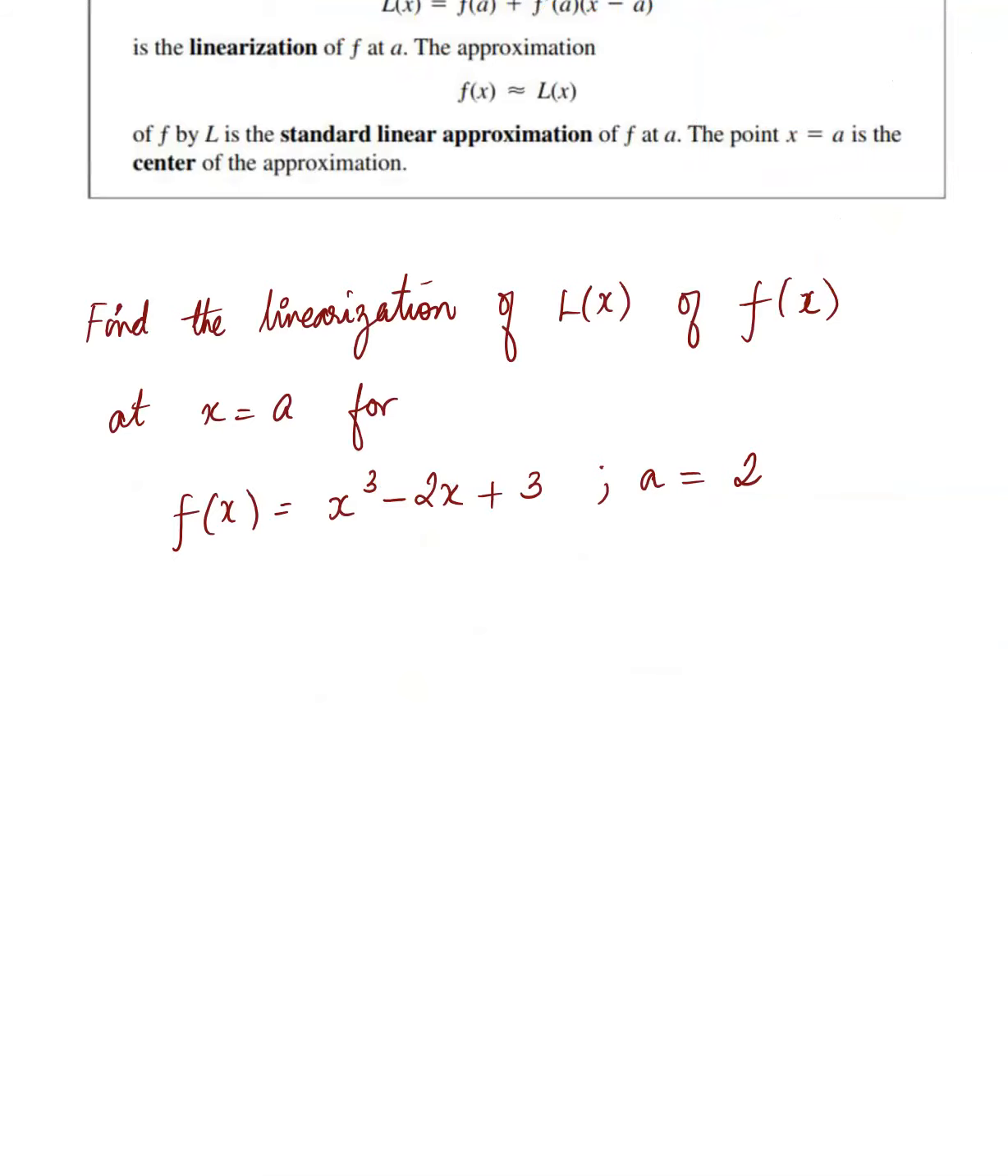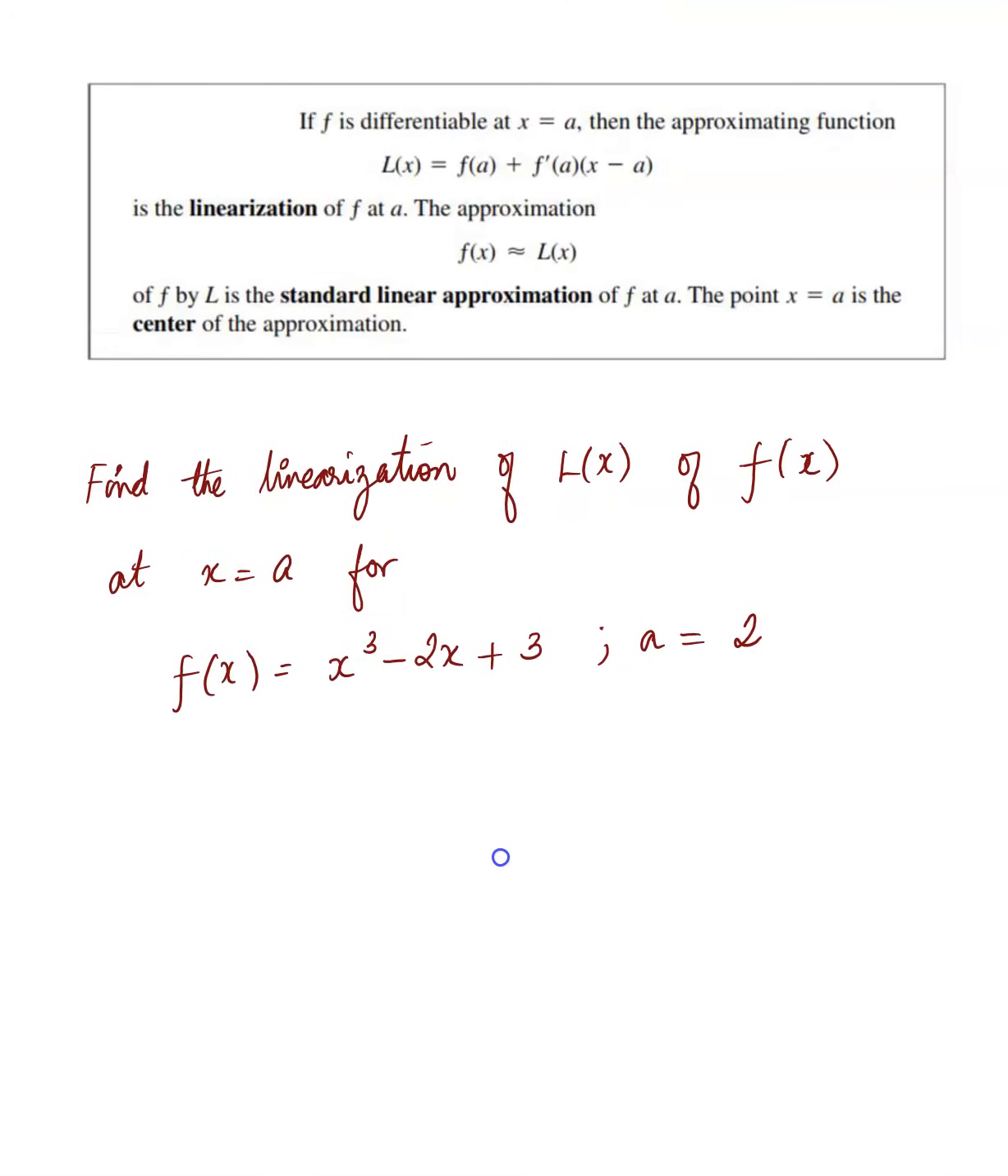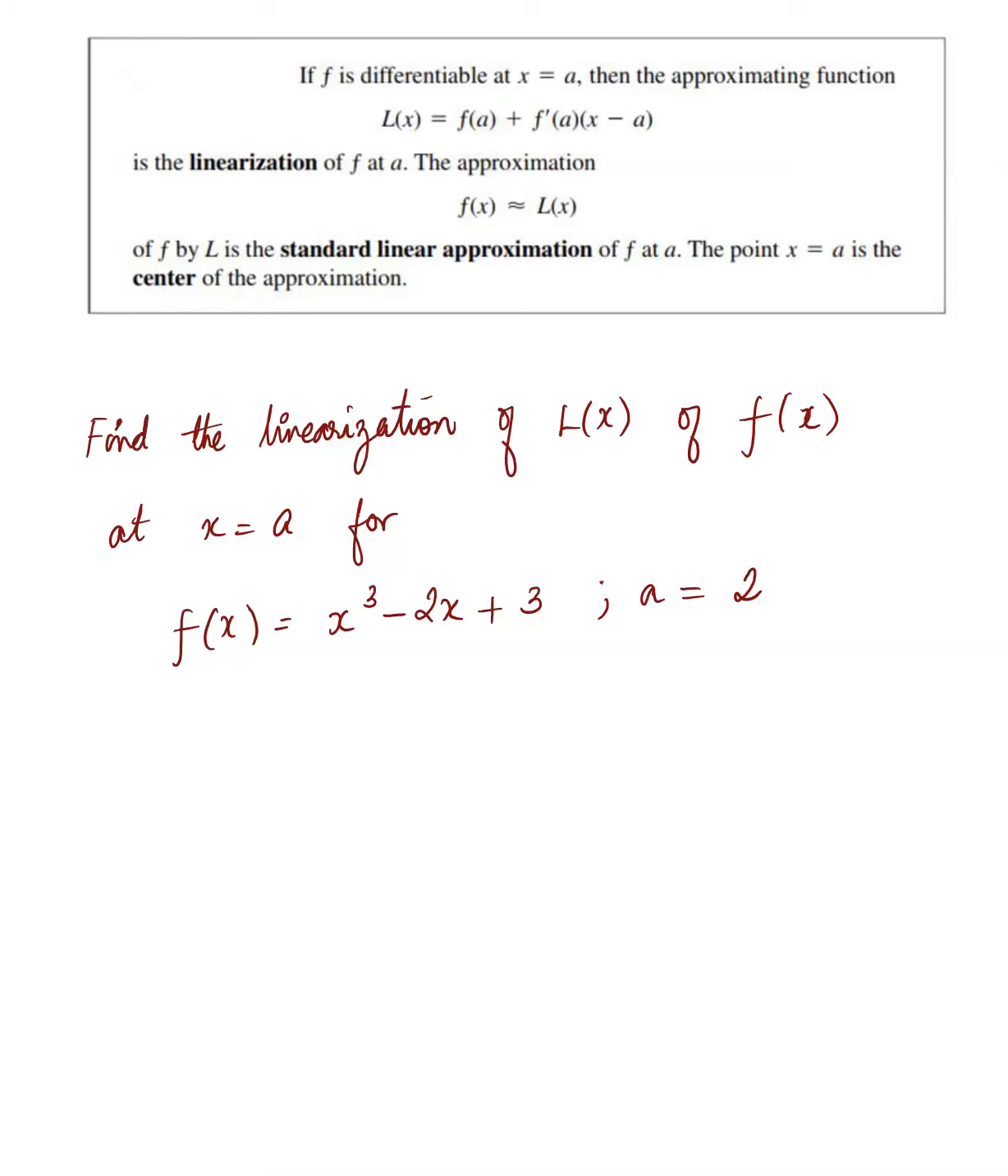So a question reads, find the linearization L of x of f of x at x equals a for this given function f of x equals x cubed minus 2x plus 3, and a is 2. So let's go back to the definition quickly to see what this means. f must be differentiable at a. If that is the case, then the approximating function, this L of x, for this f of x will be around that a, which is 2.